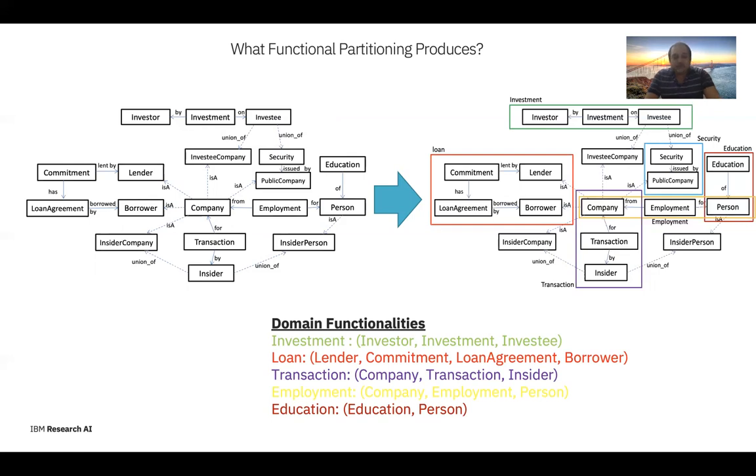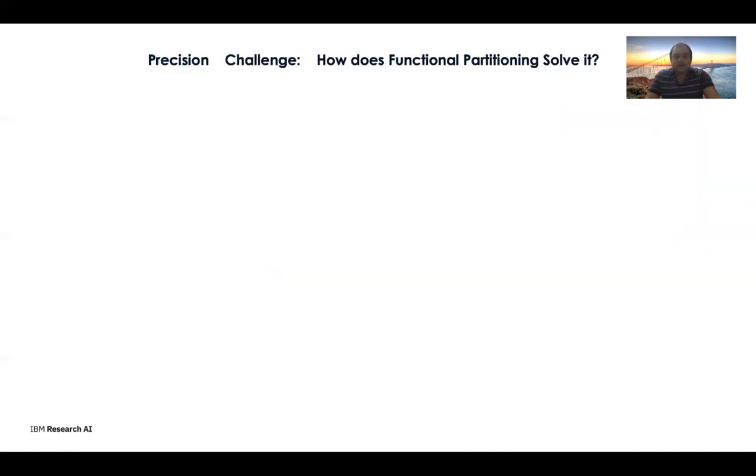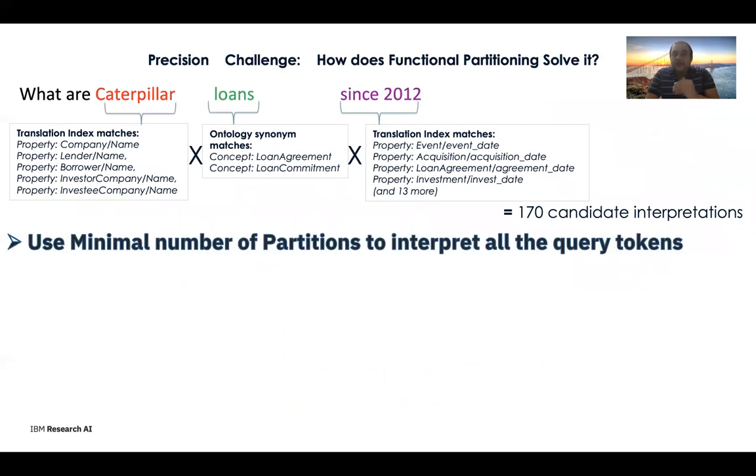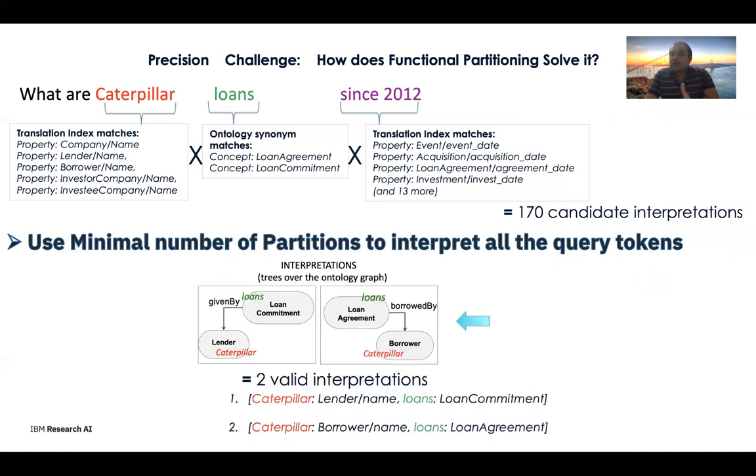Now let us see how we want to use it for solving the real problem that we have. Again, it's the same question that we are considering, but now the idea is we want to cover all of the query tokens using as few partitions as possible. And if we make sure that we are using as few partitions as possible, then there is only one candidate here, the loan partition. It can actually accommodate all of the tokens.